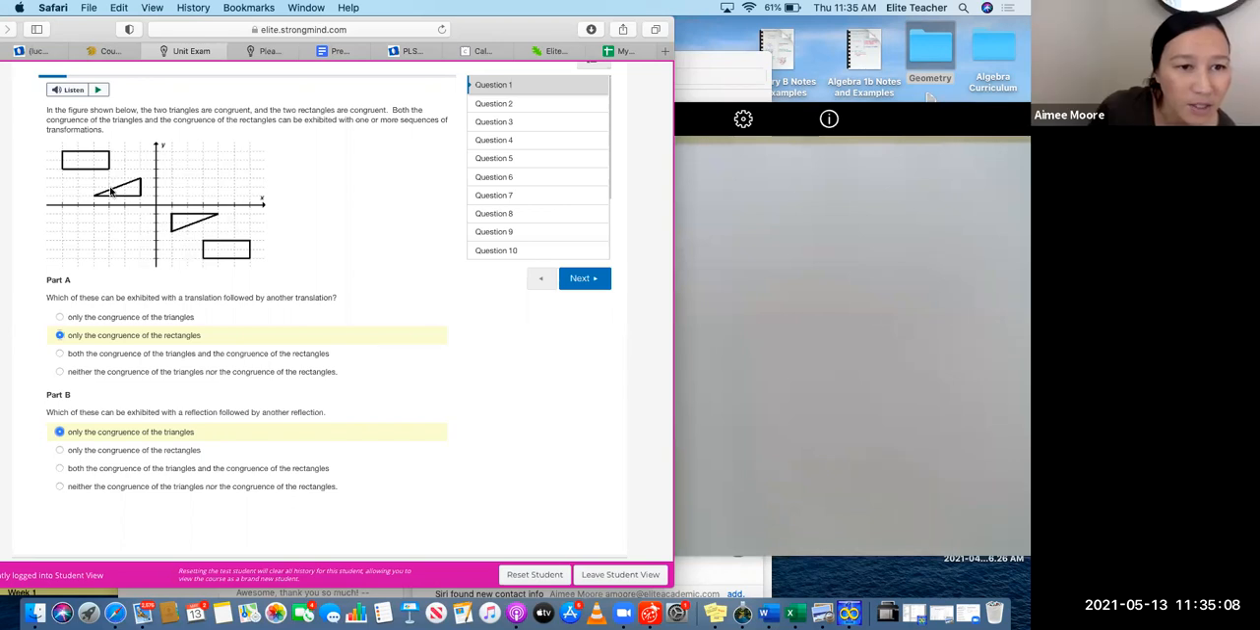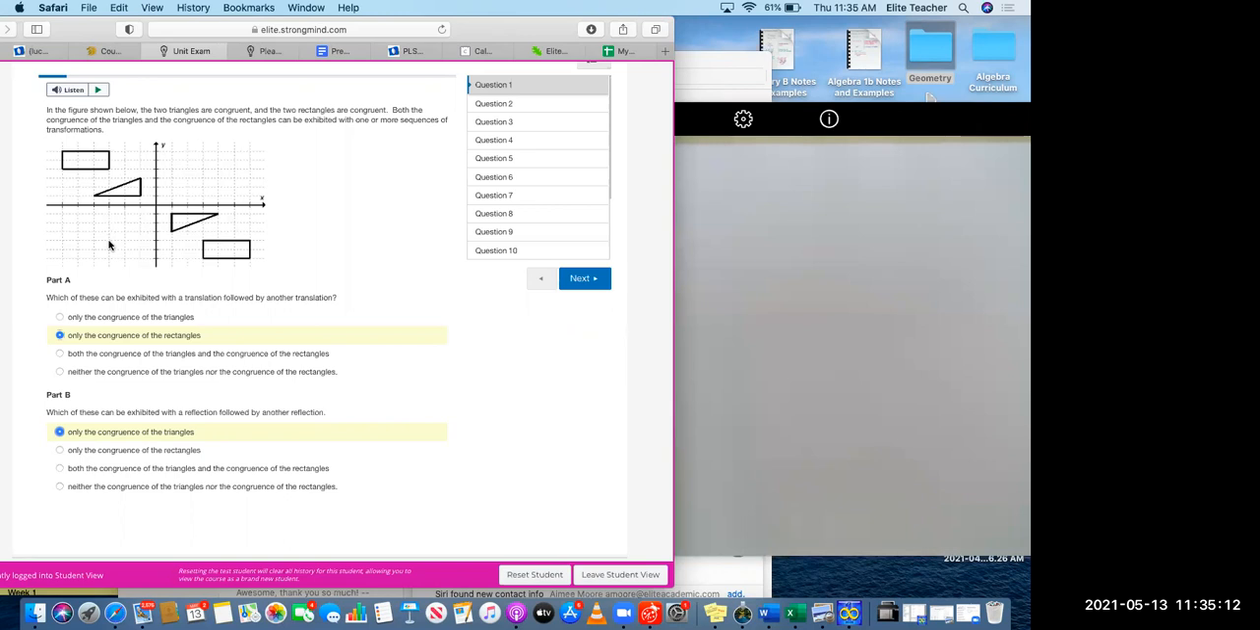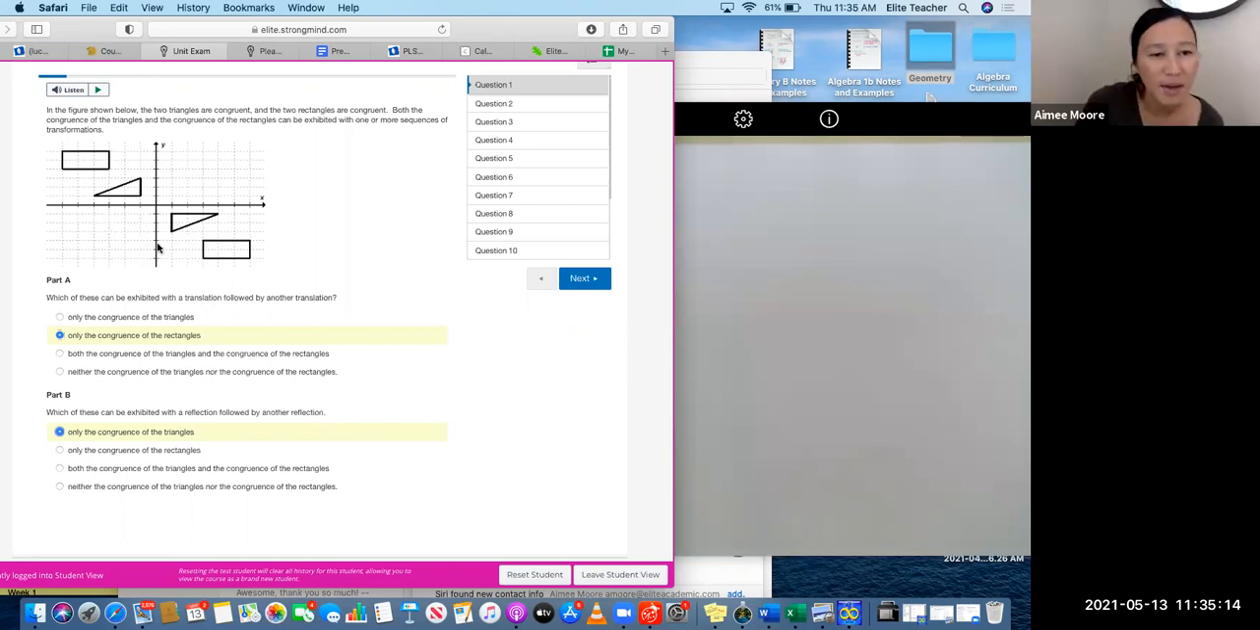Let's see, we have 1, 2, 3, 4. So go 1, 2, 3, 4. Yes, it looks like both. And the rectangles, that's right. So both the congruence of the triangles and the congruence of the rectangles. You're right, both would work. So we could flip across the x-axis and then flip across the y. Yep, reflect again, and we would end up with the rectangle as well. Very good.